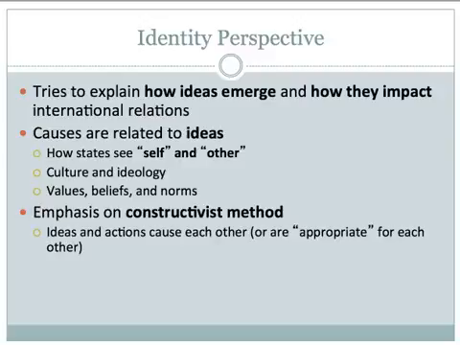So what we also see here is constructivist methods in the identity perspective. So ideas and actions cause each other. Okay? So there's not one simple line of causation. It's more of that web, okay? So these will rest on values, beliefs, and norms.